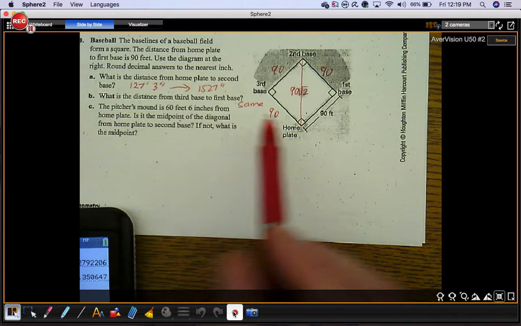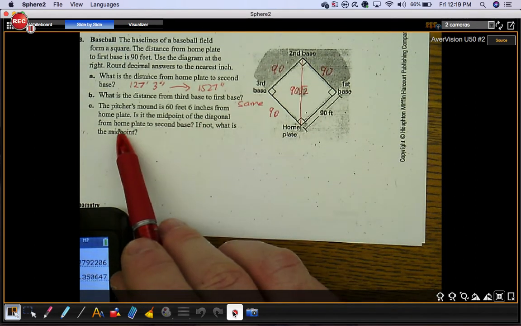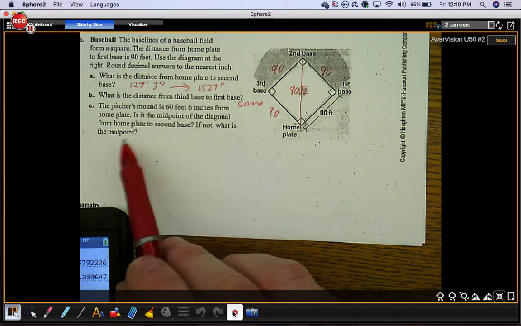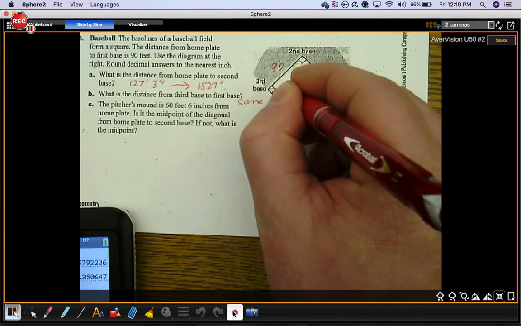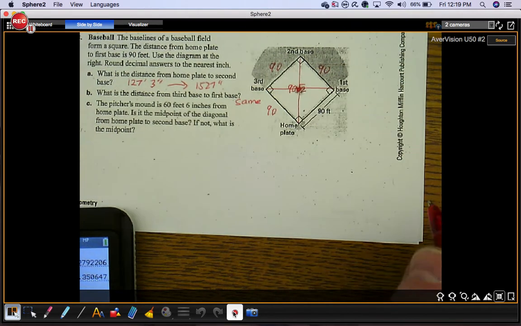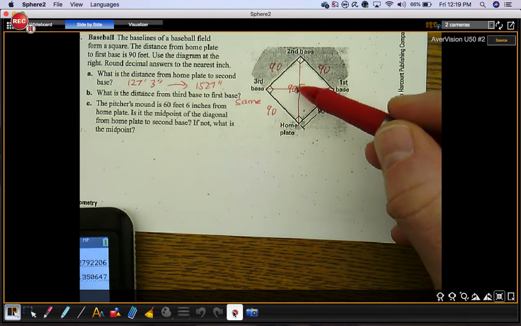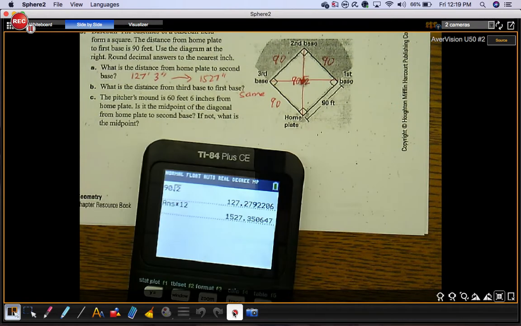The pitcher's mound is 60 feet 6 inches from home plate. Is it the midpoint of the diagonal from home plate to second base? If not, what's the midpoint? So if you put these two diagonals in, they're asking you, is that where the pitcher's mound lives? Right? Well, if it was the pitcher's mound, then it would be half of this. Half of this would be 45 square roots of 2.